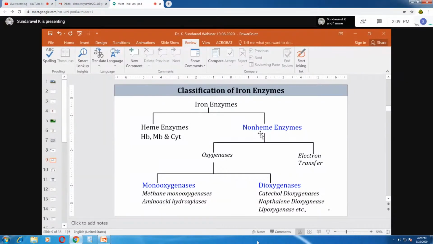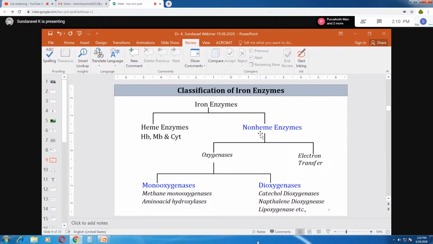These iron enzymes can easily be classified into two types based upon the active site structures. If they have the heme active site, they are called heme enzymes. Whereas in non-heme active sites, instead of porphyrin, you have protein residues such as carboxylate from glutamate or aspartic acid, or histidine, cysteine or tyrosine making the coordination geometry around the metal, and these are classified as non-heme enzymes. Non-heme enzymes can be further subdivided into two types: oxygenases and electron transferring enzymes, based upon their functions.